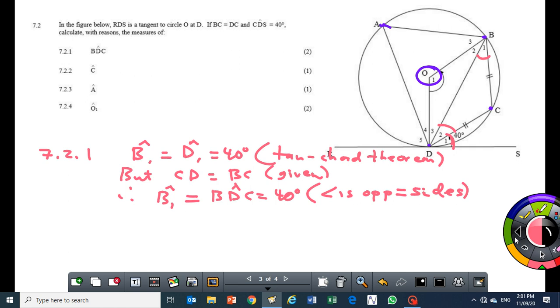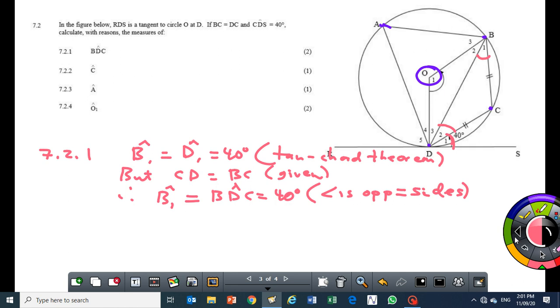For this question, 1 mark will be given for the first part, the statement and reason, then the other mark for the answer with the reason. Or they might neglect the reason and give you the mark for the answer, that is 40 degrees. But the first part, which says tan-chord theorem, that's important. Generally, the questions have a connection. Whatever you get in the first part of the question, you need that in the question at the bottom.